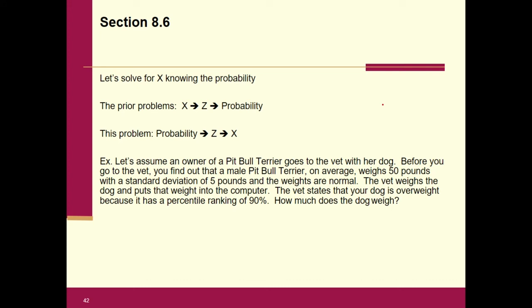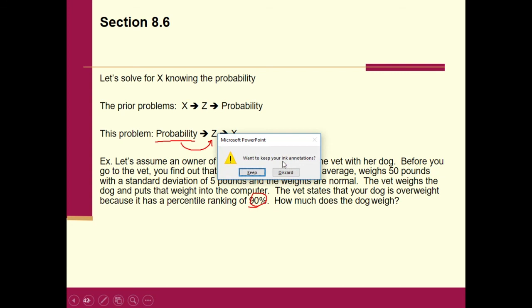How are we going to figure this one out? So notice I gave you the probability. And what was the probability here? It's 90%. So what we're going to have to do is use that probability, find the appropriate z that's associated with it, and then change that into an x by using a little bit of algebra. I think probably the easiest way to do this is to get into StatCrunch.